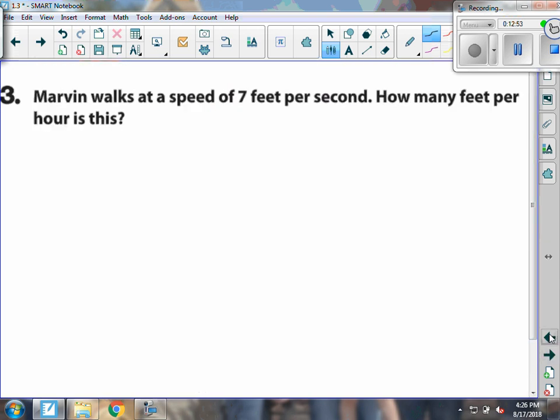Number 3, copy this down. Marvin walks at a speed of 7 feet per second. How many feet per hour is this? Okay, so I'm going to write down my first one. I have 7 feet per, a fraction, second. So I'm going to have 1 second.